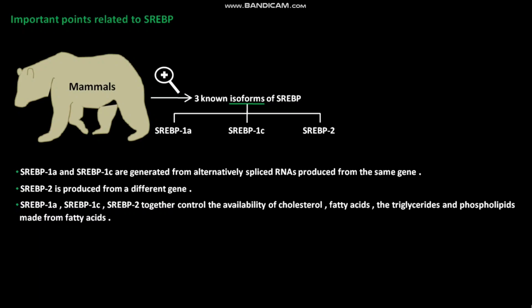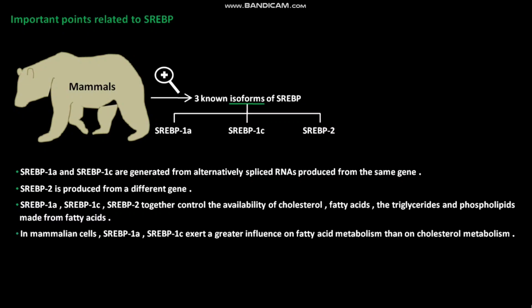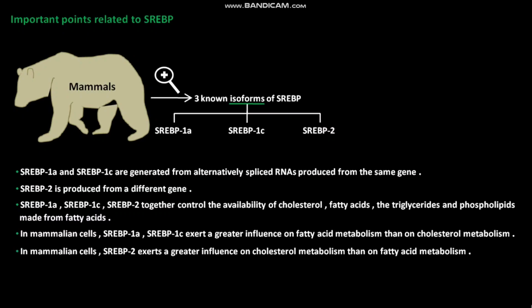SREBP1A, SREBP1C, and SREBP2 together control the availability of cholesterol, fatty acids, and the triglycerides and phospholipids made from fatty acids. In mammalian cells, SREBP1A and SREBP1C exert a greater influence on fatty acid metabolism than on cholesterol metabolism. In mammalian cells, SREBP2 exerts a greater influence on cholesterol metabolism than on fatty acid metabolism.